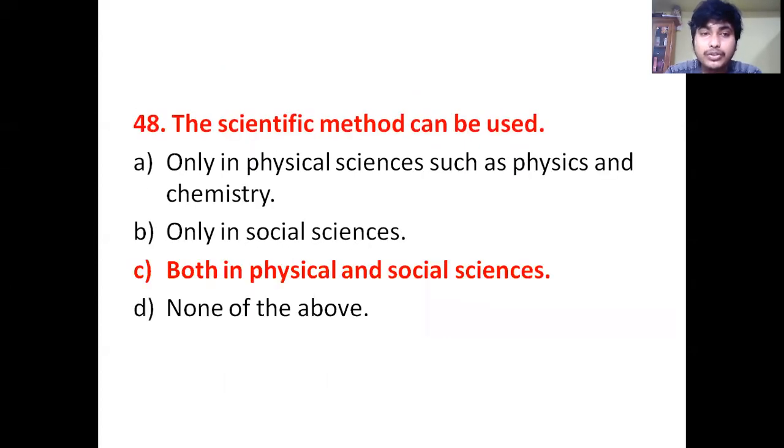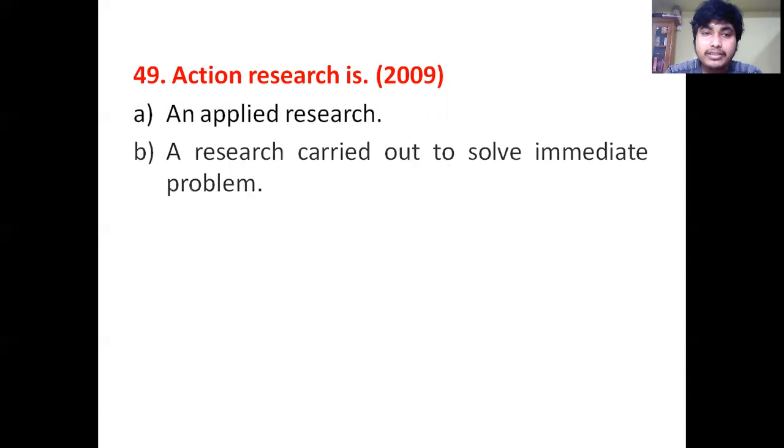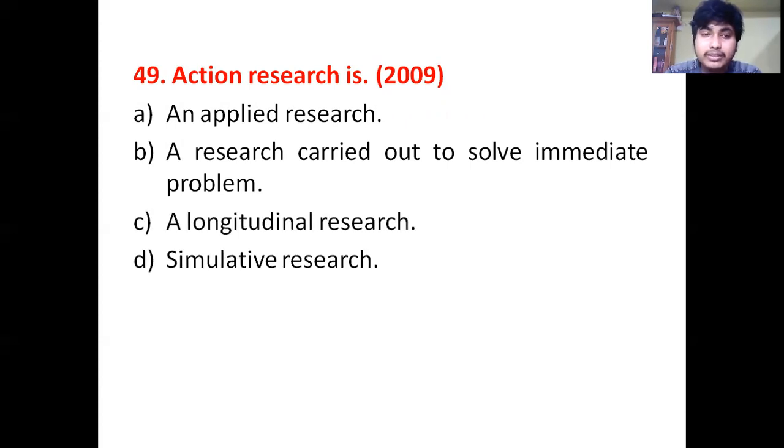So the next question is, action research is. The options given are: an applied research, a research carried out to solve the immediate problem. Action research is research which is initiated to solve the immediate problem. So option B will be the correct answer. Another option is longitudinal research and simulative research. Option B will be the correct answer.